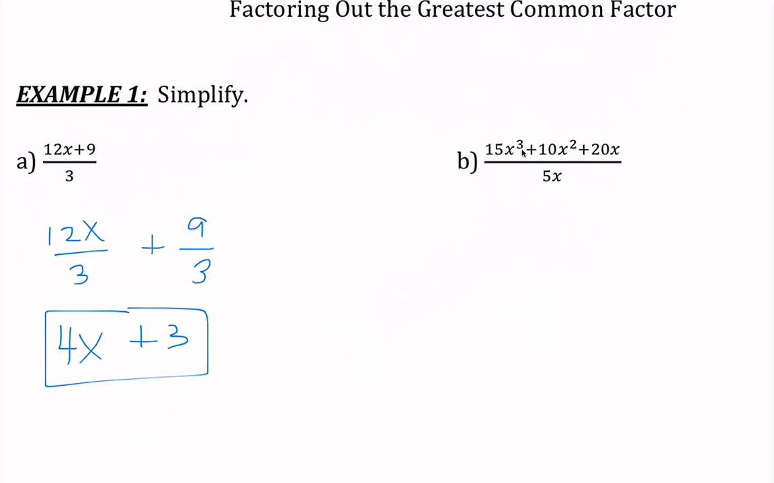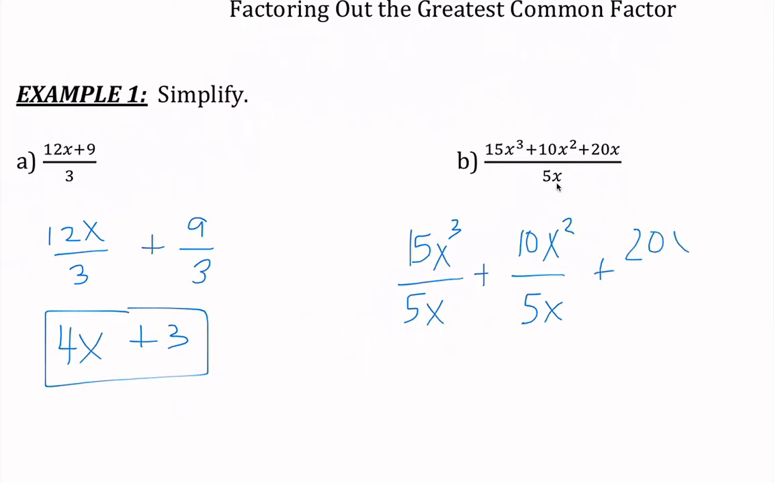All right, on B, I'm going to take each of these on top, and I'm going to divide by this 5x. So I'm going to separate it. And simplify. First of all, I'm going to look at my coefficients and then I'll look at my variables. 15 divided by 5 is 3.